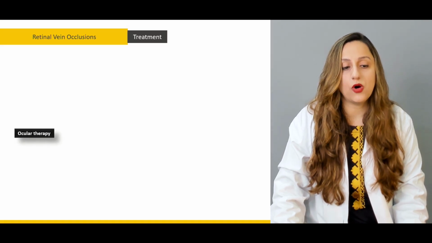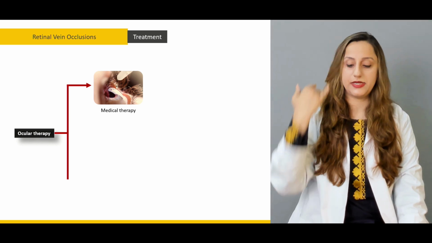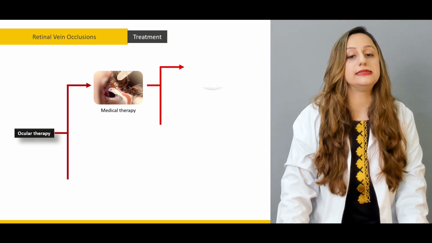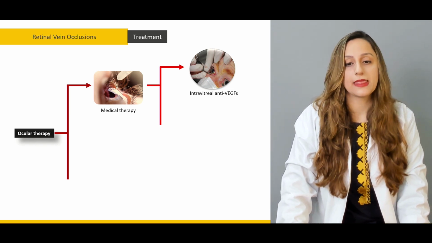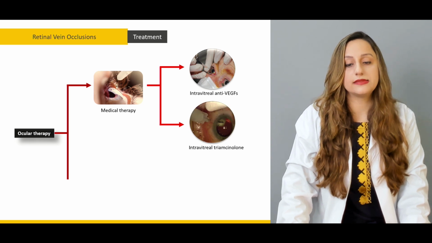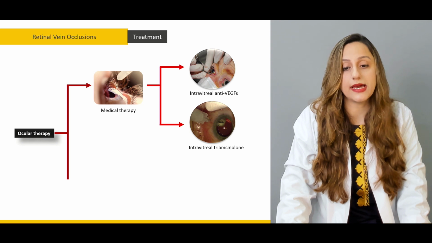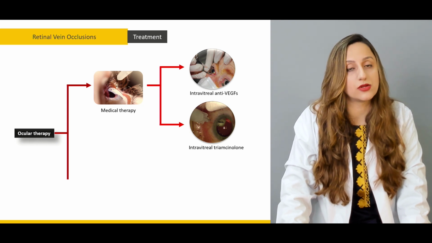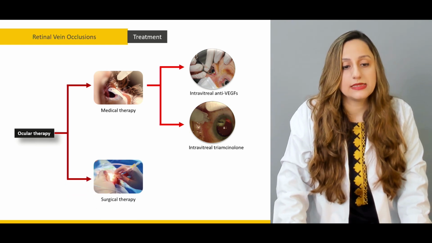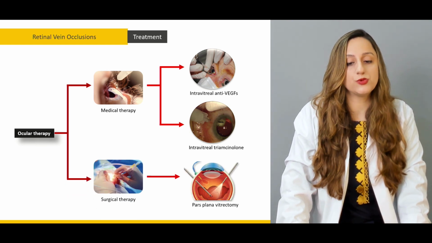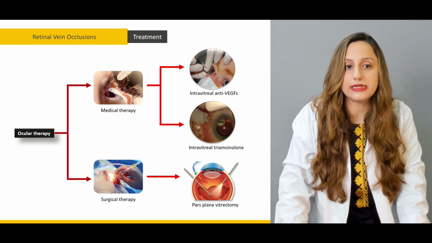The ocular therapies would include medical therapy in these patients with retinal vein occlusions. This medical therapy would include intravitreal anti-VEGFs, and these are basically growth factor inhibitors that are injected into the retina. And then we have intravitreal triamcinolone. The surgical modalities would include a pars plana vitrectomy to treat any retinal detachments that take place.